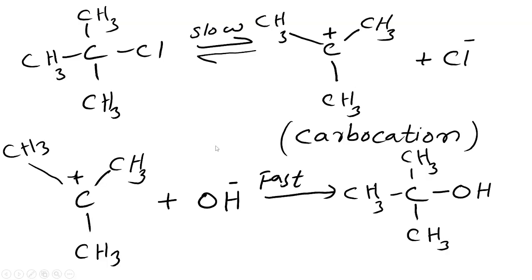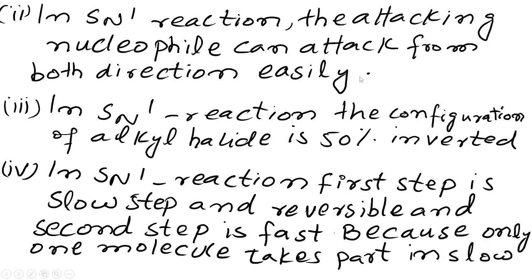So here, this is a tertiary alkyl halide. It ionizes in water and it forms a carbonium ion. This is the carbonium ion. Then OH attacks the carbonium ion on either side, from this side or from this side, and forms a tertiary alcohol. In SN1 reactions, the attacking nucleophile can attack from both sides easily. So it is 50% inverted configuration and 50% retention configuration. Point number 3, in SN1 reactions, the configuration of alkyl halide is 50% inverted.